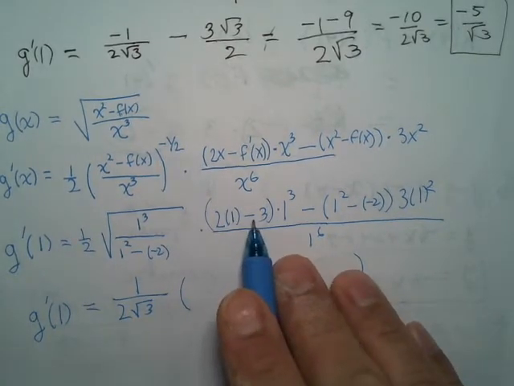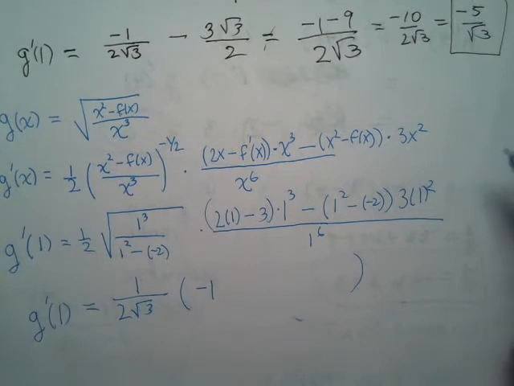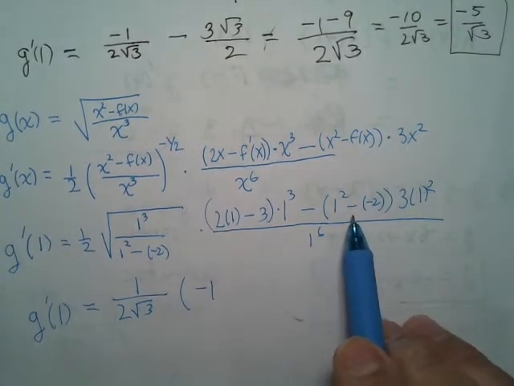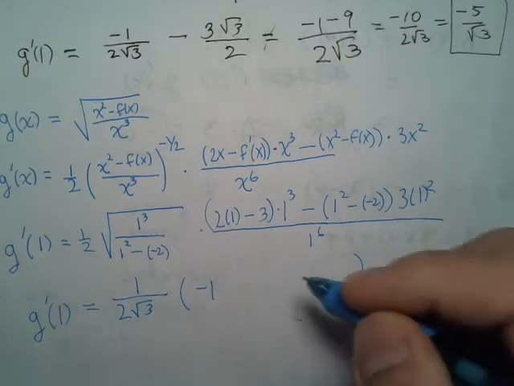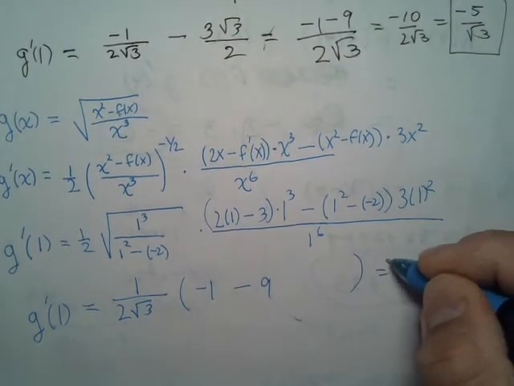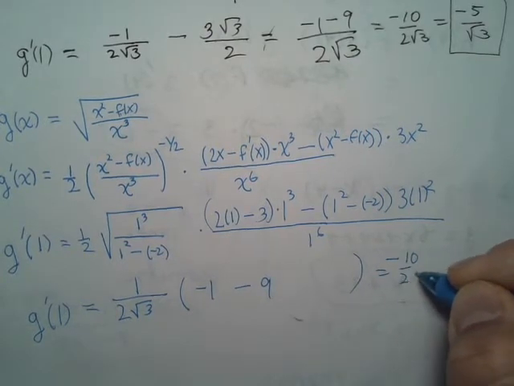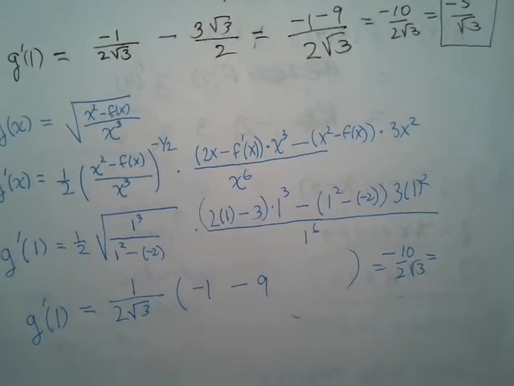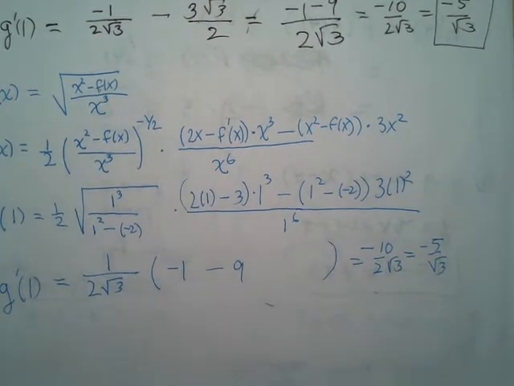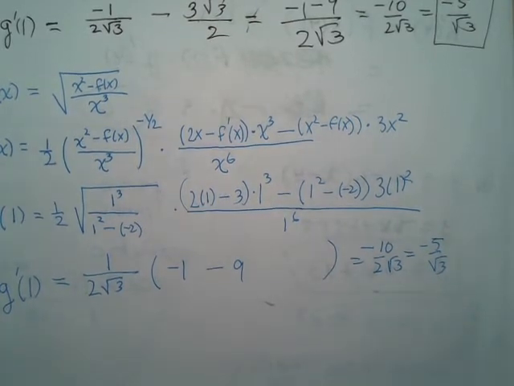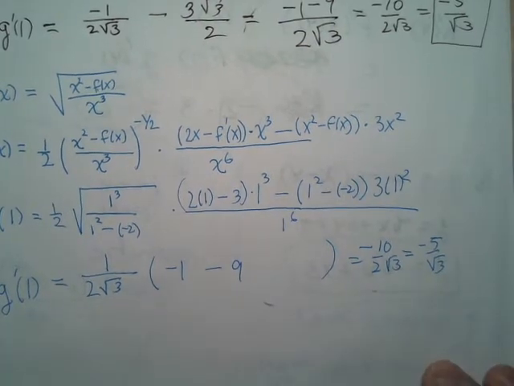Here we'll have 2 minus 3, -1, and then over here we'll have 1 plus 2 is 3 times this 3 here is 9 times 1 is 9. Over 2 root 3, and then we get back our result, -5 over root 3. Okay, so again, different approach to the problem, but if the derivative rules are applied properly, you get the same result. Now let's do this one more way.